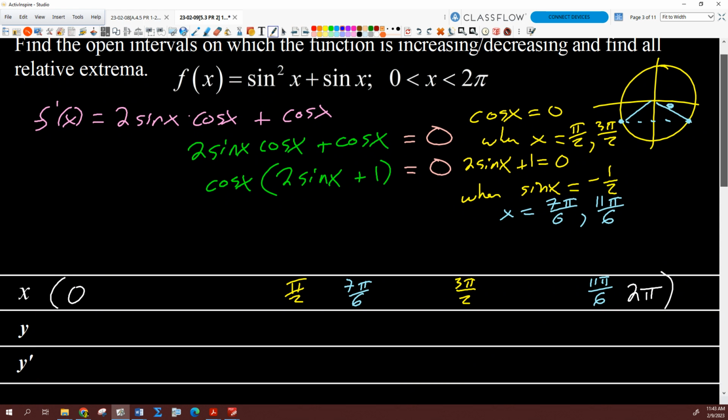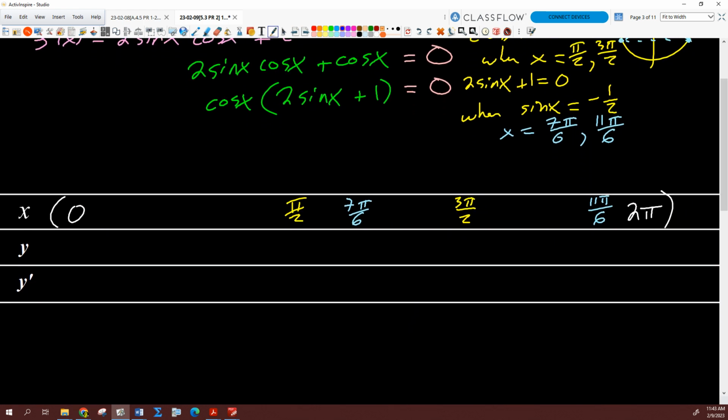Okay, so what do we know about the table here then? What else can I fill in? I got those critical numbers, so what else do I know? Y prime is equal to 0. Okay, so y prime is equal to 0 at all those places.